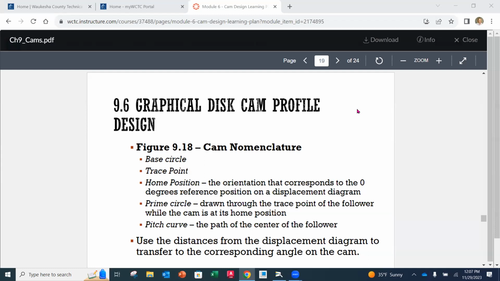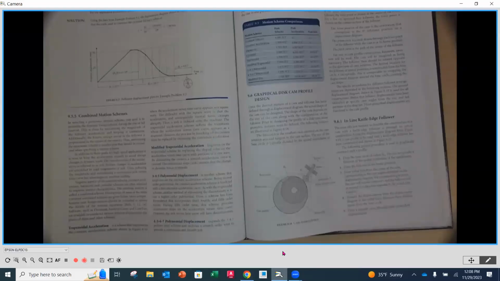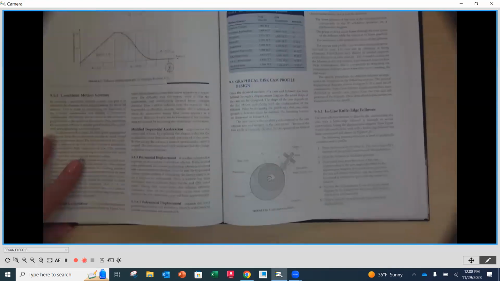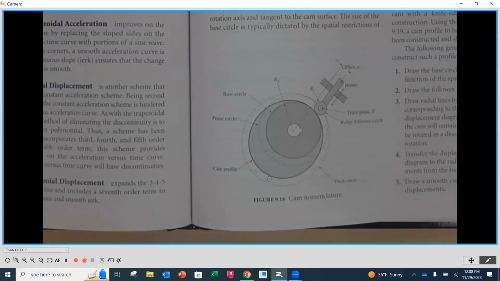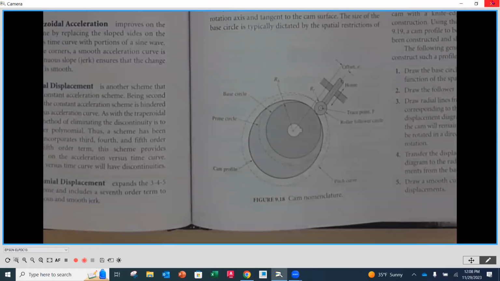Okay, so as we look at page 237, figure 9.18, we're going to look at each of these important vocabulary words, if you would. And we're going to look under here. So we're going to specifically look at figure 9.18 here, and this is going to give us the basics of cam profile.